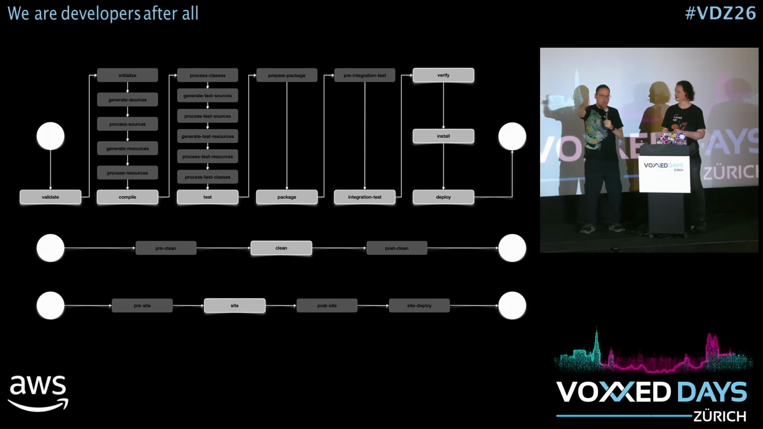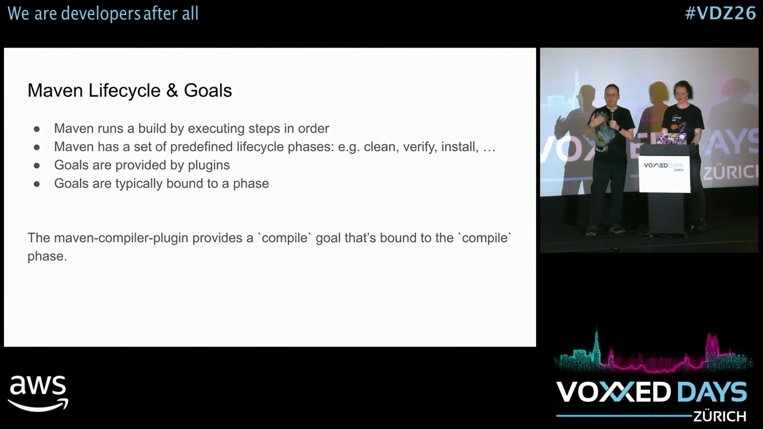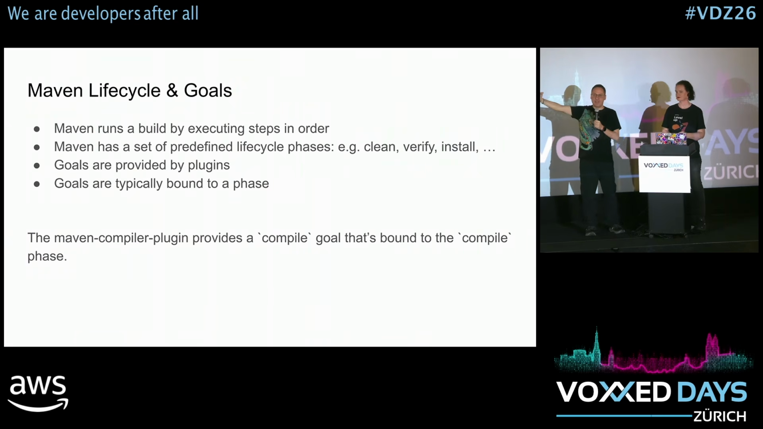So it goes in one direction. And for each one of these lifecycle phases, plugin goals will trigger. A plugin goal could be something like the compiler compile goal, or it could be the generate resources goal from the resources plugin, and so on and so on. So you think that phases could move in one direction, whereas the goals move in the other direction.